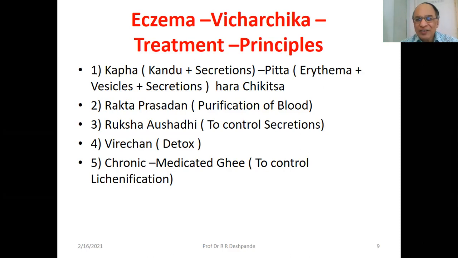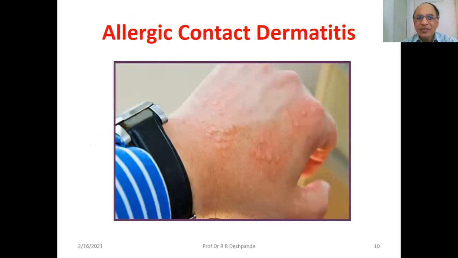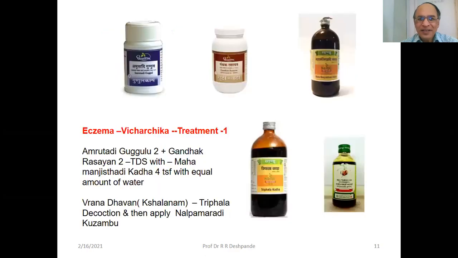In the chronic stage, the Ayurvedic Vaidyas give medicated ghee internally to control the hardening of the skin, lichenification. So you can see the allergic dermatitis on the hand. Okay. So, first treatment. There are different varieties. The different Vaidyas give different types of treatment. So I have collected my own treatment as well as other experts' treatments.